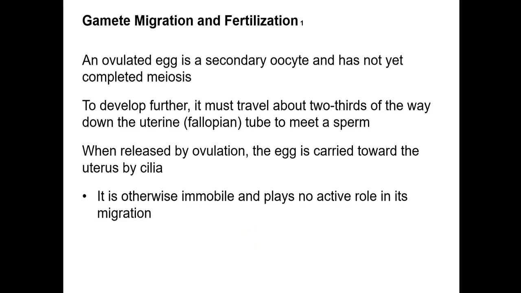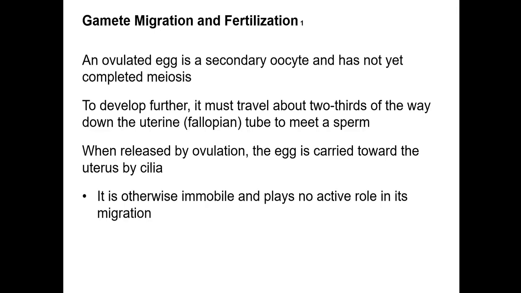In this video, we're going to talk about what happens between the time that the gametes get released from the male and the female to the time that gastrulation occurs. So let's look at what happens to the gametes first. We'll talk about the ovulated egg.